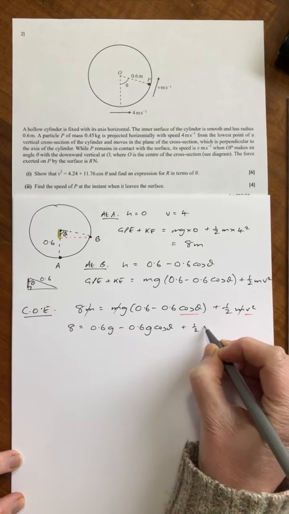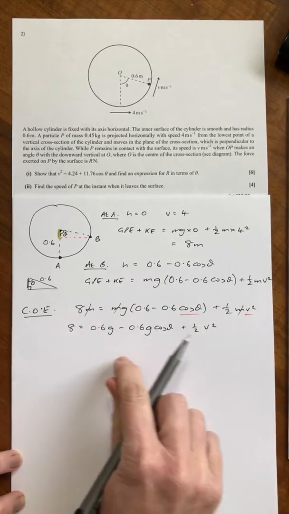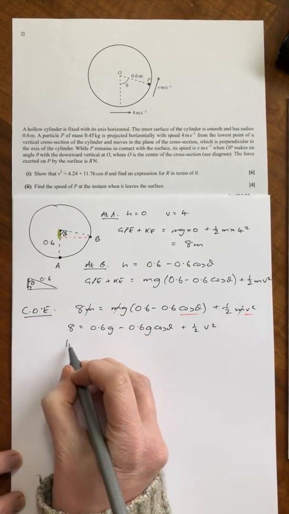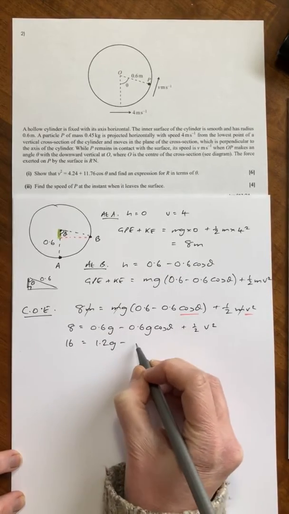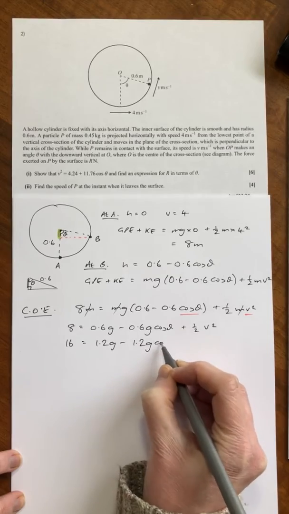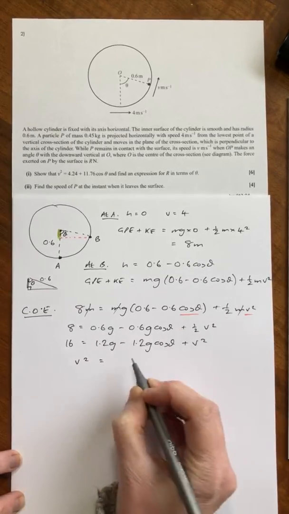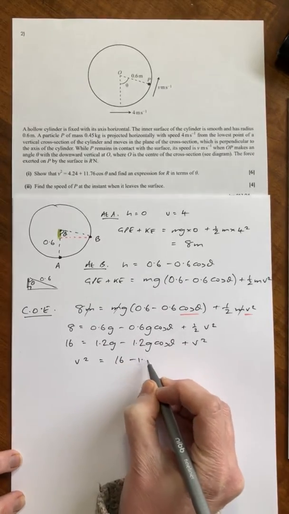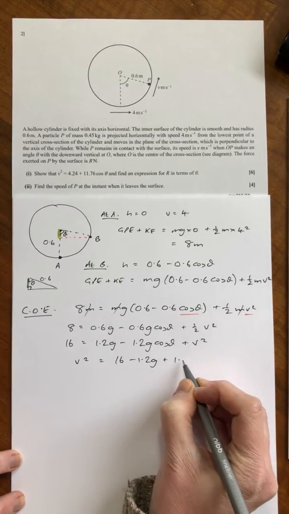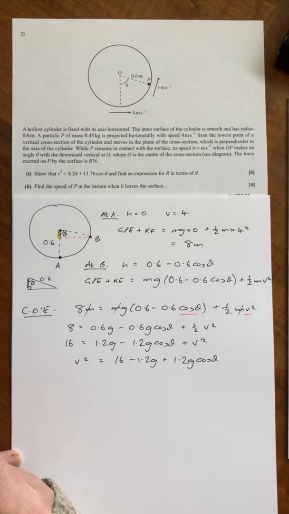You have to just take a little bit of care and maybe do more stages than you would normally. I'm not going to pick up the calculator yet. I'm going to multiply by 2, minus 1.6 g cos theta plus v squared. I want to make v squared the subject. So I've got the 16, I am subtracting 1.2g, and I would be adding that 1.2g cos theta.